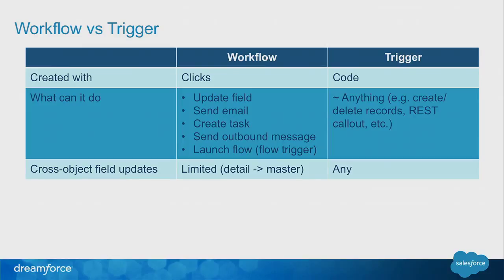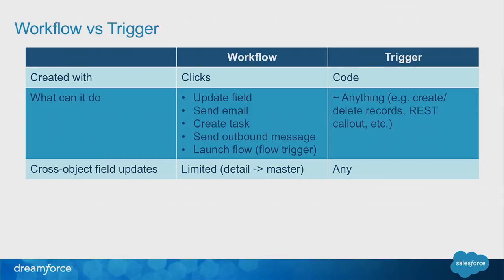Which gets to my other point: what's the difference between a workflow and a trigger? A workflow is with clicks. Again, as I said, you can do update field, send an email, create a task. You can do a lot. You can even send outbound messages. You can send an outbound SOAP message. And you can also launch a visual flow page, a visual flow wizard. They can do that with the workflow. Across objects, they can update fields, but only one layer and only from the child to the parent, in a master detail relationship.